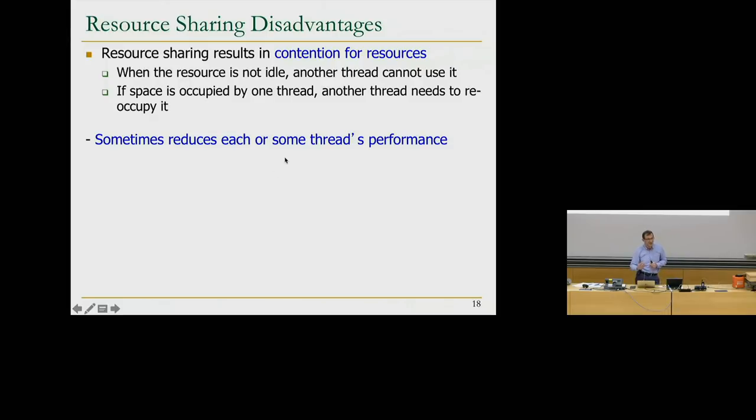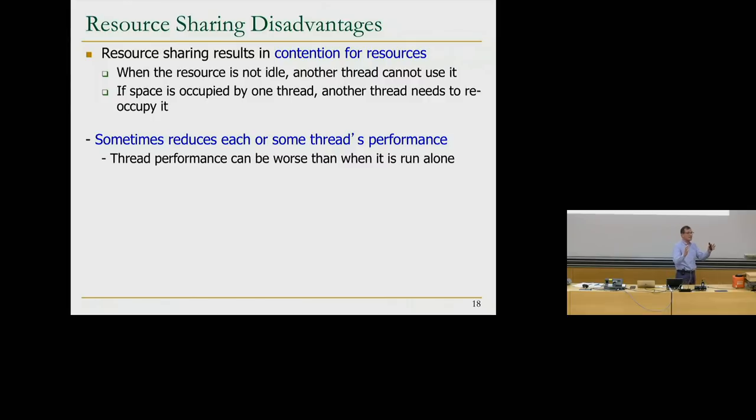Each thread's performance reduces, or some thread's performance reduces. And thread performance actually can be worse than when it's run alone. Imagine a case when you're running a thread alone with a 1 megabyte cache, and that thread is using the cache nicely. It gets a lot of locality, no misses in the cache. Now you put another program. Let's say you have two programs. Both of them, when you run them alone, get 0% miss rate in the cache. Ignore the compulsory misses to populate the cache initially. They both fit in the 1 megabyte cache almost perfectly, and they're both occupying the 1 megabyte.